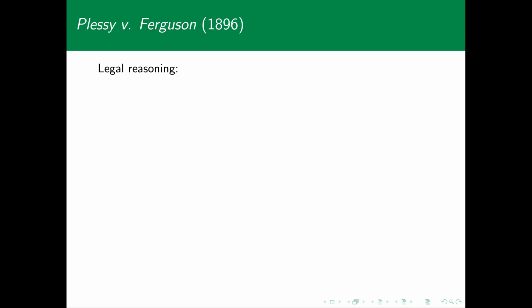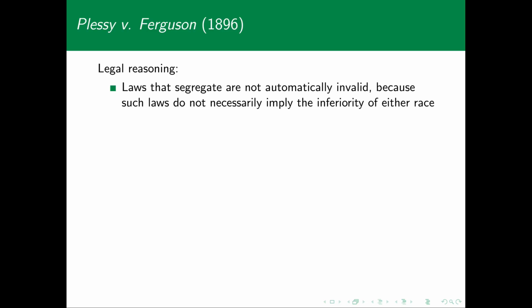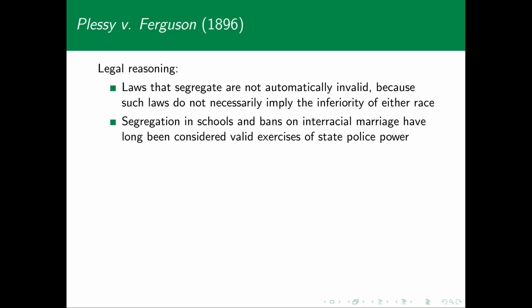They say something that we've kind of been talking about here with discrimination, but they said laws that segregate, which is a very specific form of discrimination, of course, are not automatically invalid because they do not necessarily imply the inferiority of a particular race. Right? So they say segregation in schools and bans on interracial marriage have long been considered valid exercises of state police powers. So they're saying here, look, states segregate all the time, and it's been deemed a valid exercise of state police powers for a long time, and we're not going to change our mind here.